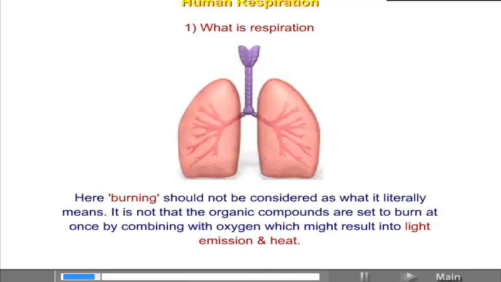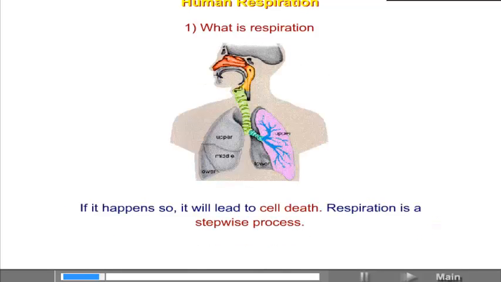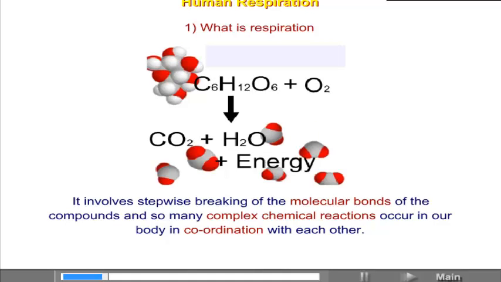It is not that the organic compounds are set to burn at once by combining with oxygen, which might result in light emission and heat. If it happens so, it will lead to cell death. Respiration is a stepwise process. It involves stepwise breaking of the molecular bonds of the compounds, and so many complex chemical reactions occur in our body in coordination with each other.